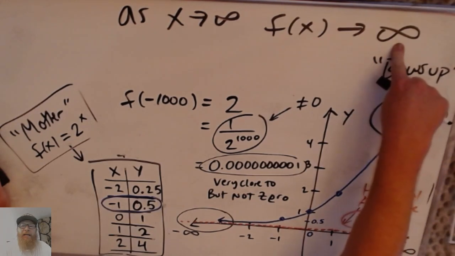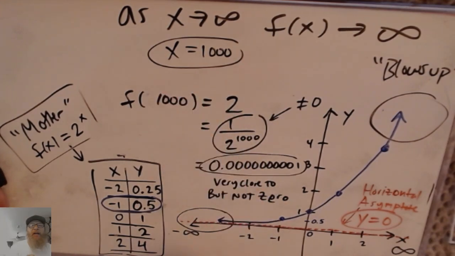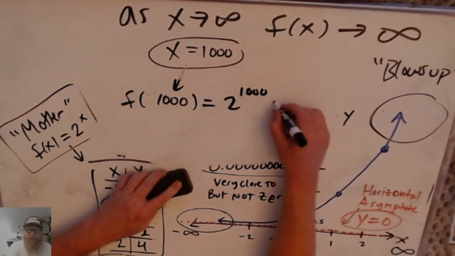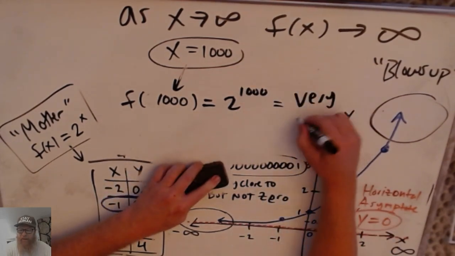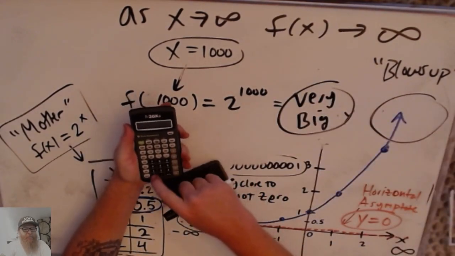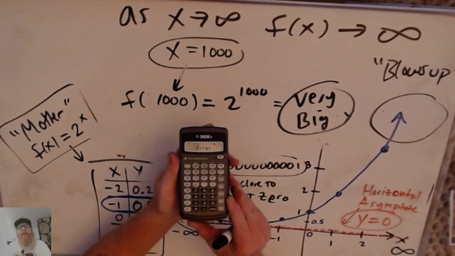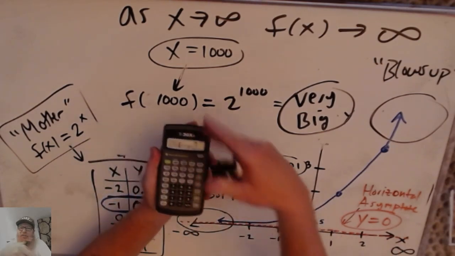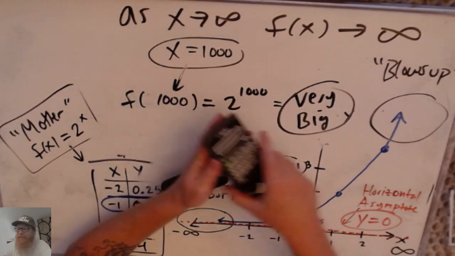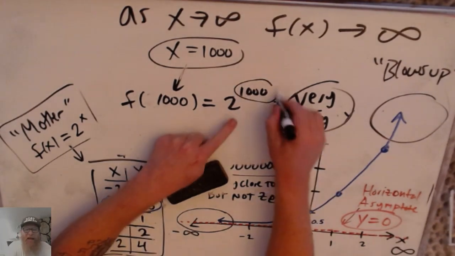You can't actually plug in infinity, so you could plug in something really big, like positive 1,000. You would get 2 to the 1,000th power, which is very, very big. It's so big that if I put it into my calculator, I get an error message. It says error. But it's actually not an error. It's just more than the memory of this calculator can handle. This calculator doesn't have enough bits to multiply that. It's 2 times 2 times 2, 1,000 times.